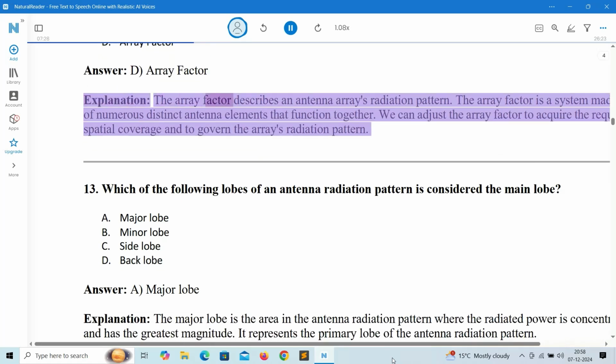Explanation: the array factor describes an antenna array's radiation pattern. The array is a system made up of numerous distinct antenna elements that function together. We can adjust the array factor to acquire the required spatial coverage and to govern the array's radiation pattern.